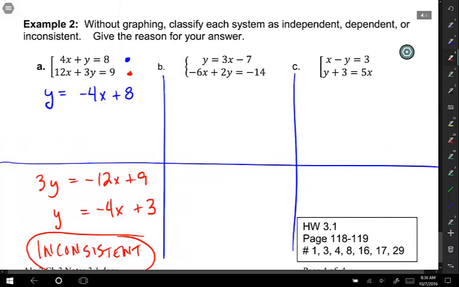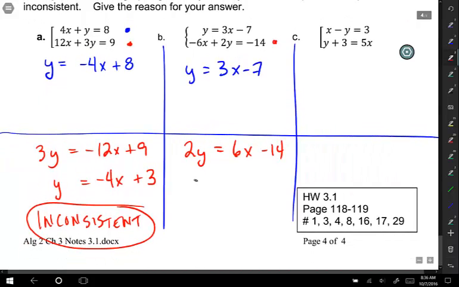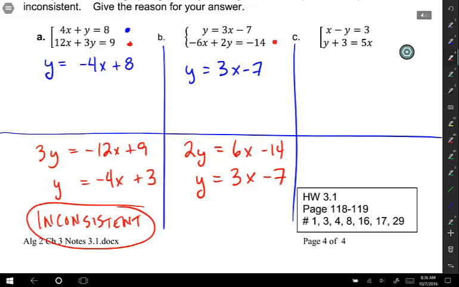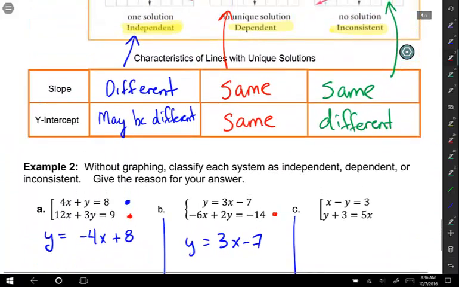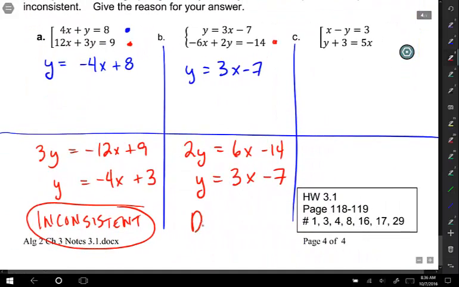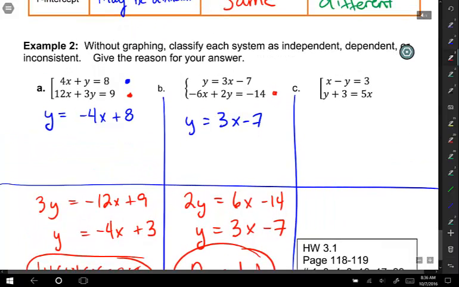Let's look at B. Well, B is really easy. Y equals 3x minus 7. That was simple. The bottom one, who can move that over for me? 2y equals what? 2y equals 6x minus 14. Okay, 6x minus 14. And we divide by 2. Y equals 3x minus 7. Is anything the same? Both the slope is the same and the y-intercept is the same. So that comes up, what kind of? Dependent. Okay. Dependent. Boom.